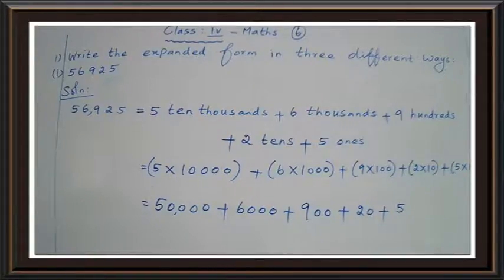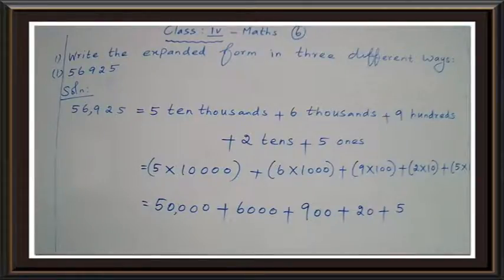Do you understand? Okay, now you start your writing. Continue your writing. Write fast. Write without mistakes. Write it clearly. You write the question. The question is, write the expanded form in 3 different ways. So in the first question, 56,925, you write it.